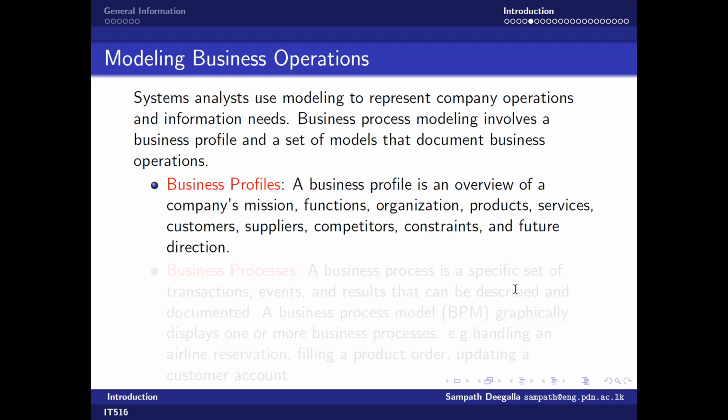I'm also working at the University of Peradeniya, sir. Actually, sir, our mission is to provide a good quality education. That's it.